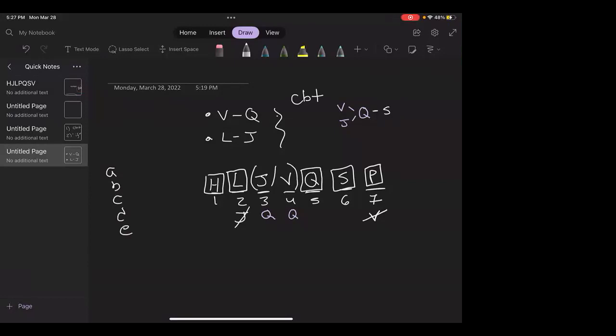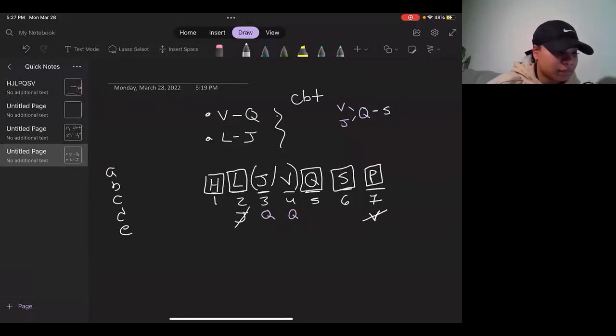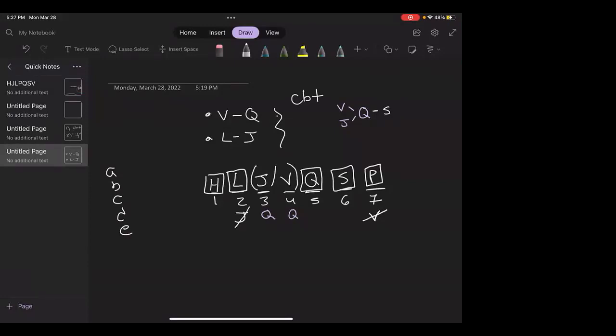Okay. Looking at number 4, it's asking us which one of the following could be true of the ranking, given that we know V is before Q and L is before J, right? Yeah. Okay, so let's go ahead and take a look at these answers one by one and ask ourselves, could this happen looking at what we've drawn out here? Because this is a valid world again. Yeah.